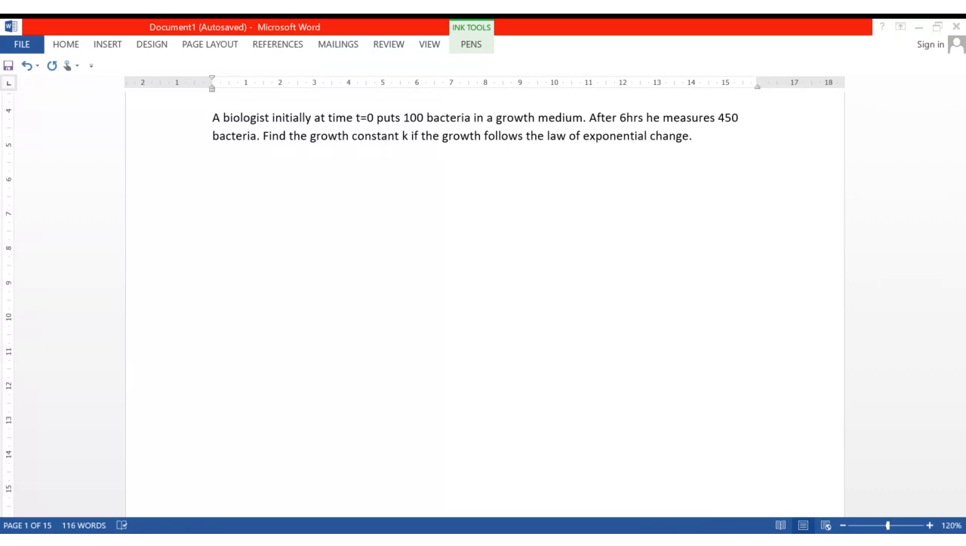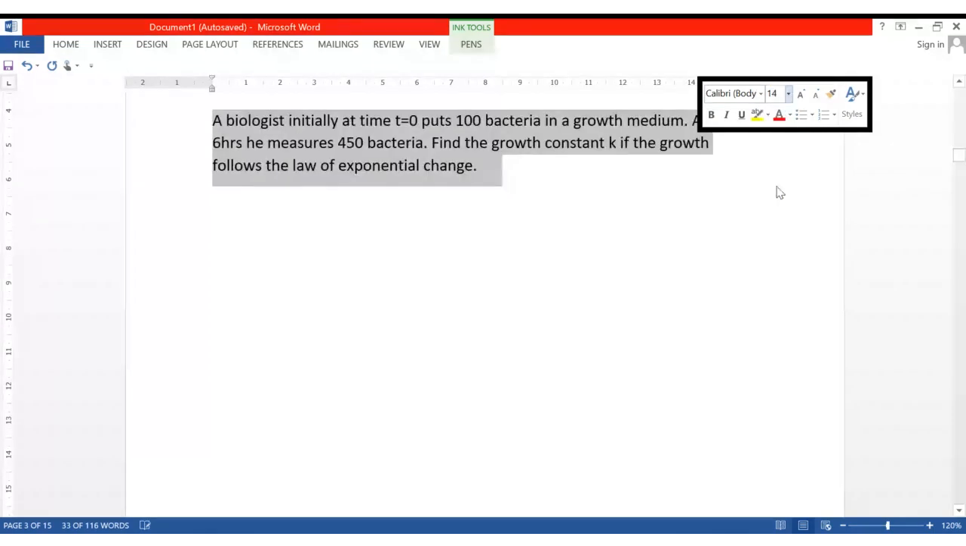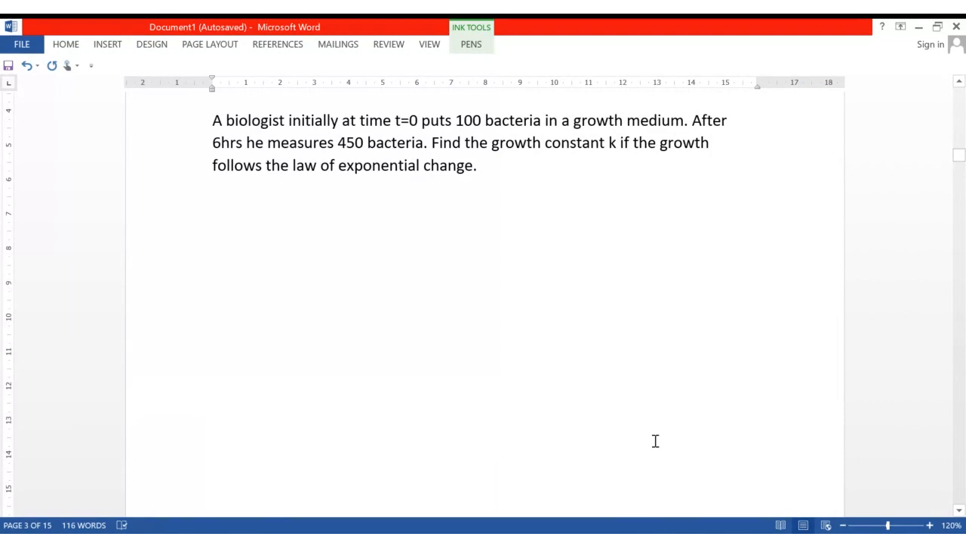So how do we solve such an equation? The first thing is to recall the formula for the law of exponential change. Let me give it a bigger font so you can see a bit better. I think 14 is much better. So what we need first is to recall the formula for the law of exponential change, the formula we have derived.